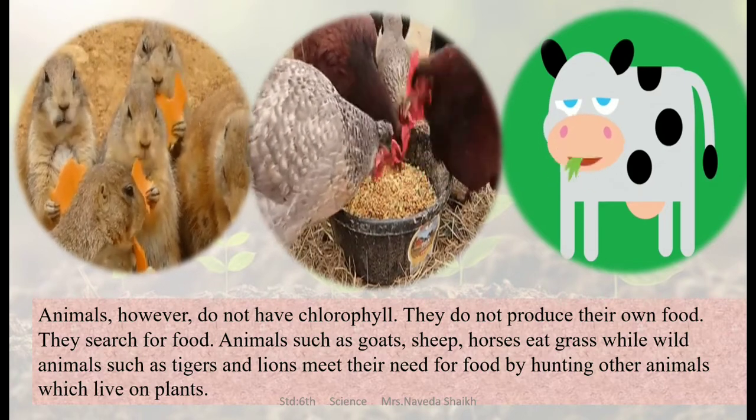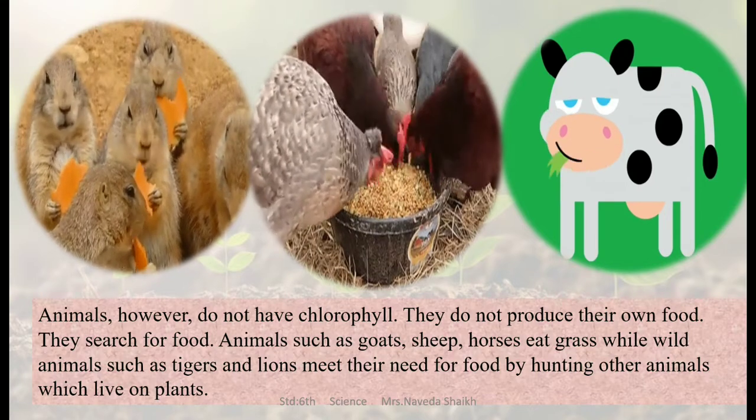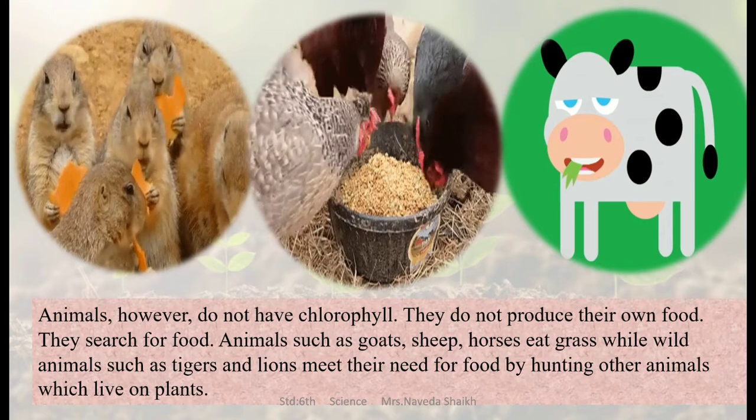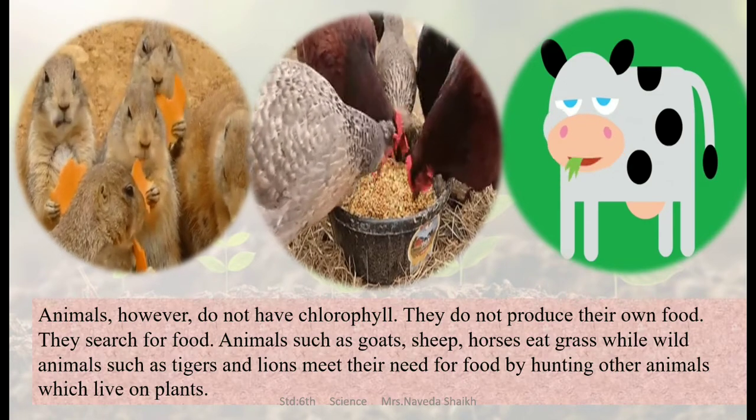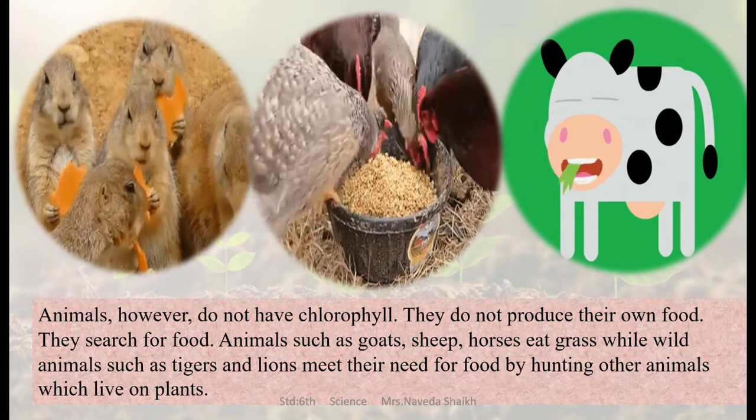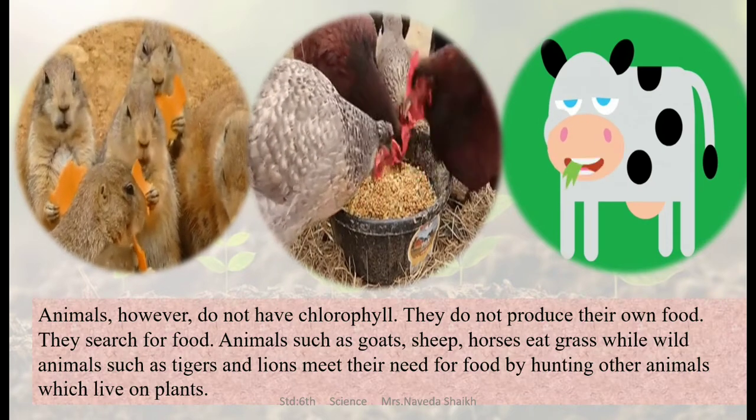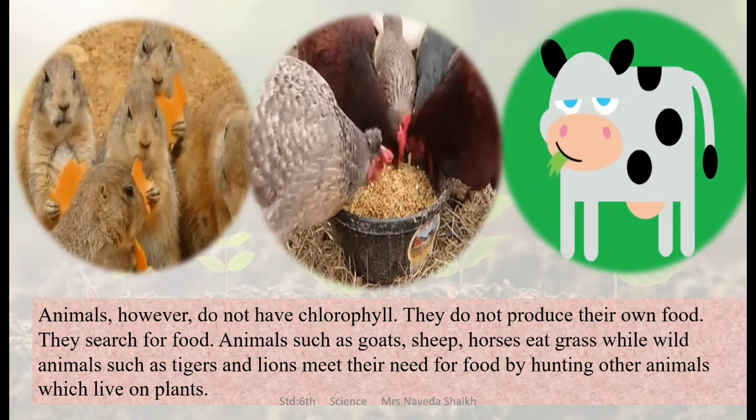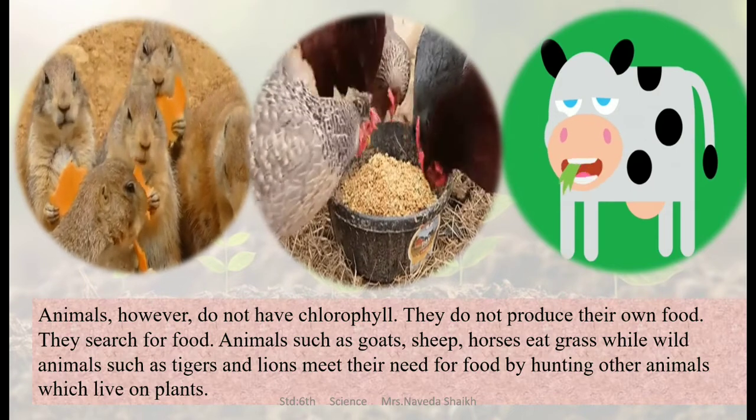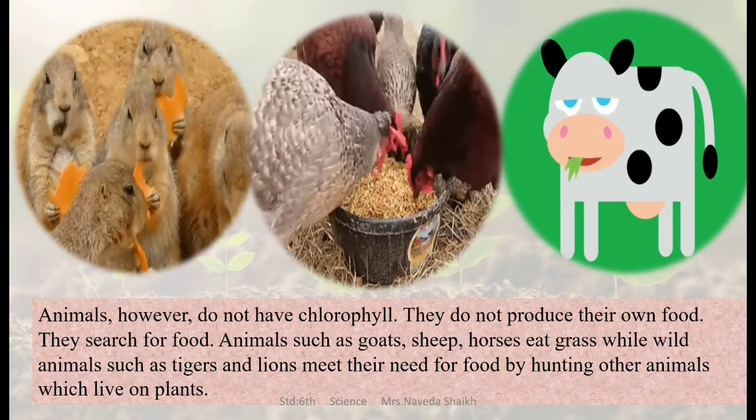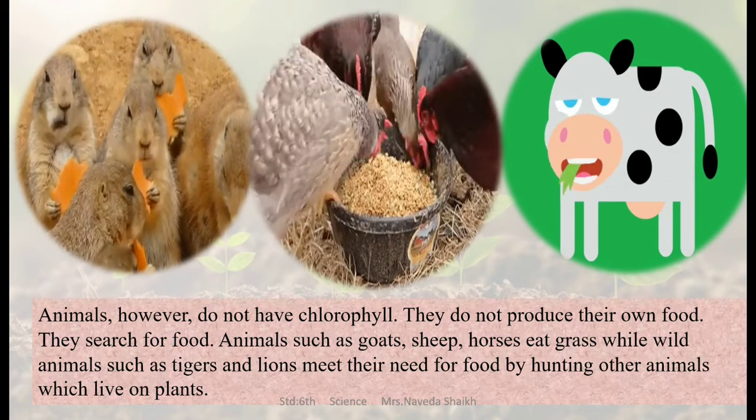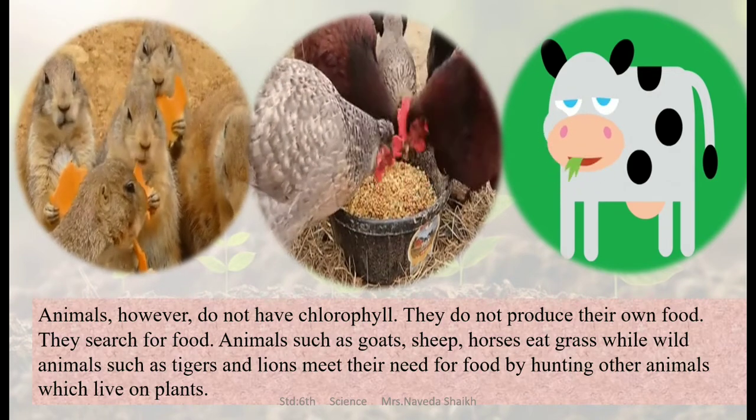Everybody is getting it? They search for food. Animals such as goat, sheep, horse eat grasses, while wild animals like tigers and lions need food and they hunt the other animals which live on plants. Like if here you can see this image of a cow, the tigers or lions will hunt this cow in order to get their food. And this cow is eating what? This cow is eating plants. So plants are very important.